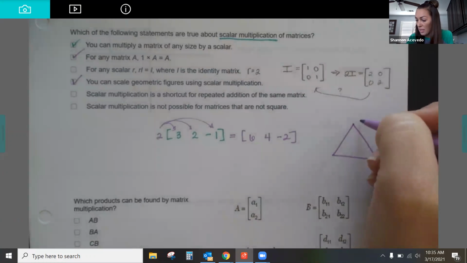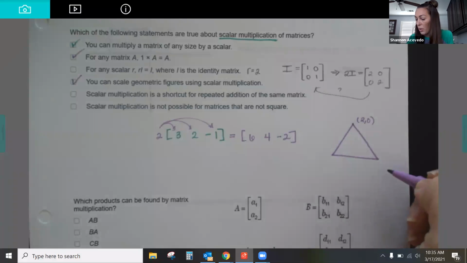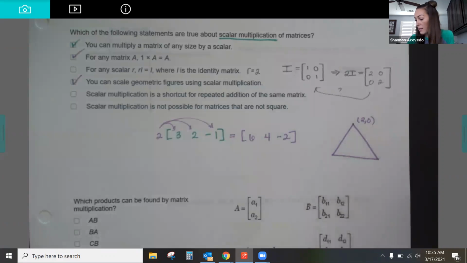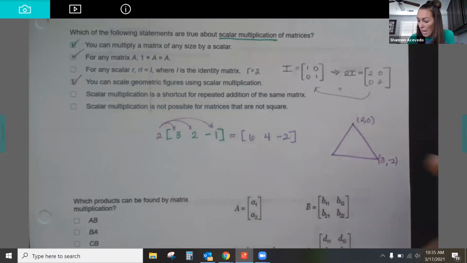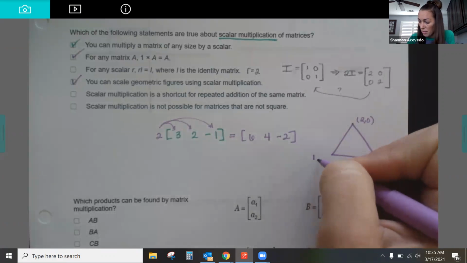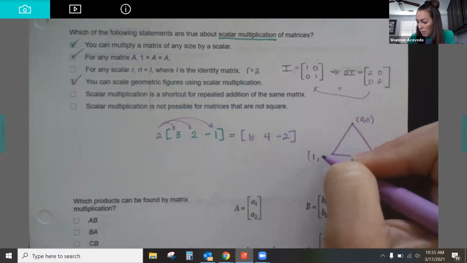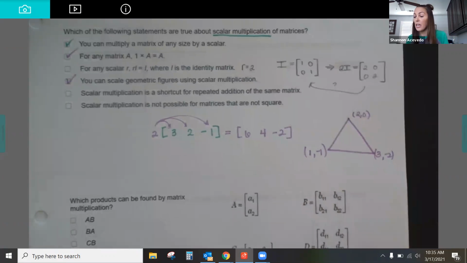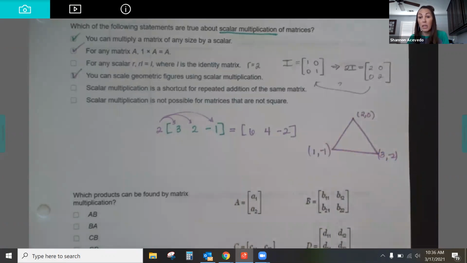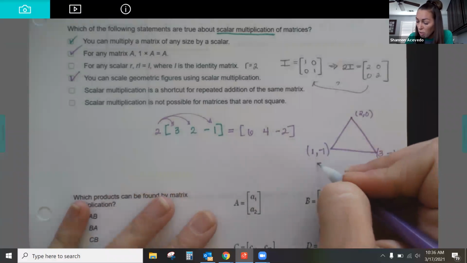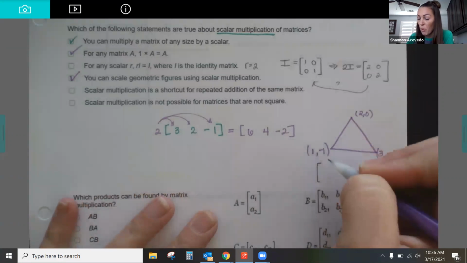And I'm going to say, what if this is at 2, 0? This is at, I don't even know, I'm going to make up some numbers, 3, -2, and this is going to be at 1, -1. I made up some numbers. Here's what this is saying: I can multiply these values by some number, which means I have to do it to each one of them. These values, this isn't a matrix, but I could put them in as a matrix. So how can I do that? Well, if I write these as a matrix, this is my point 1.